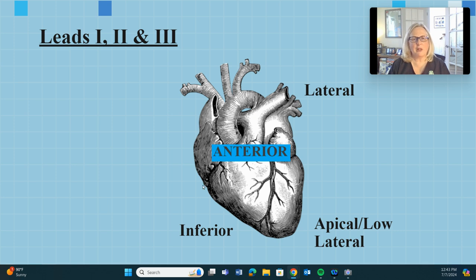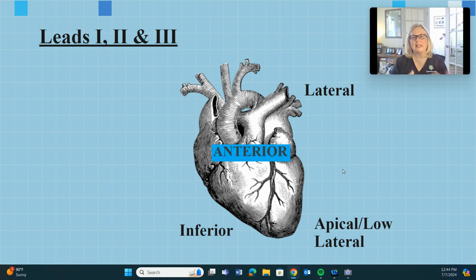Then we have the inferior. So inferior is going to be below. So that's like this part here. Anything below. I know you guys want to think of this over here as the bottom, but this is considered our apex, correct? We talked about apex. So we do have leads that coincide with the apical, or what's also called low lateral. All right, so we have lateral across the top, anterior across the front here, inferior across the bottom, and apical or low lateral at the apex.